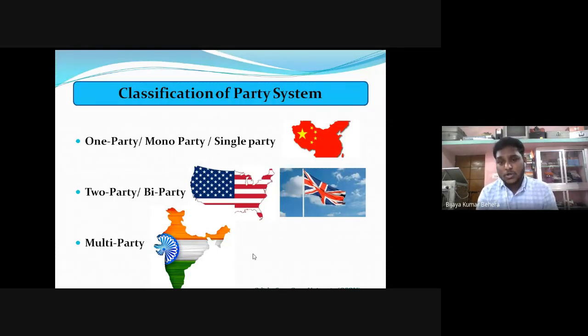So we will discuss the merits of a one party system. What are the merits of a one party system? In a one party system, there is a strong and stable government, because there is no one to oppose them. This is the merit. Sometimes the political parties oppose the ruling party, unnecessarily also they oppose it. That's why the function of a ruling party may be hampered.